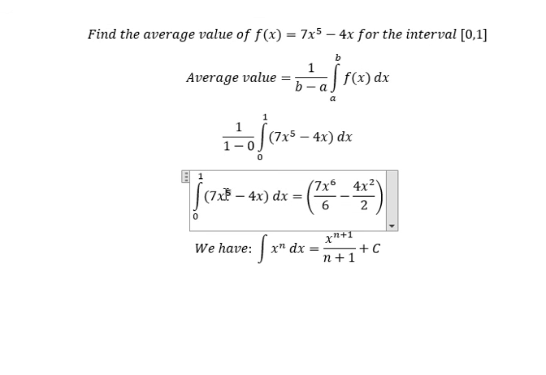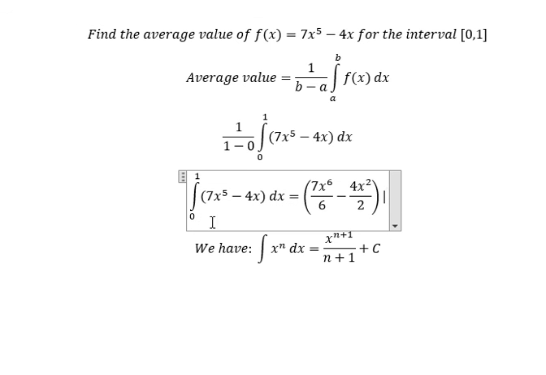Because this is number 5, 5 plus 1, you get 6. This one is number 1, 1 plus 1, you get number 2. And now we put the bounds from 0 to number 1.